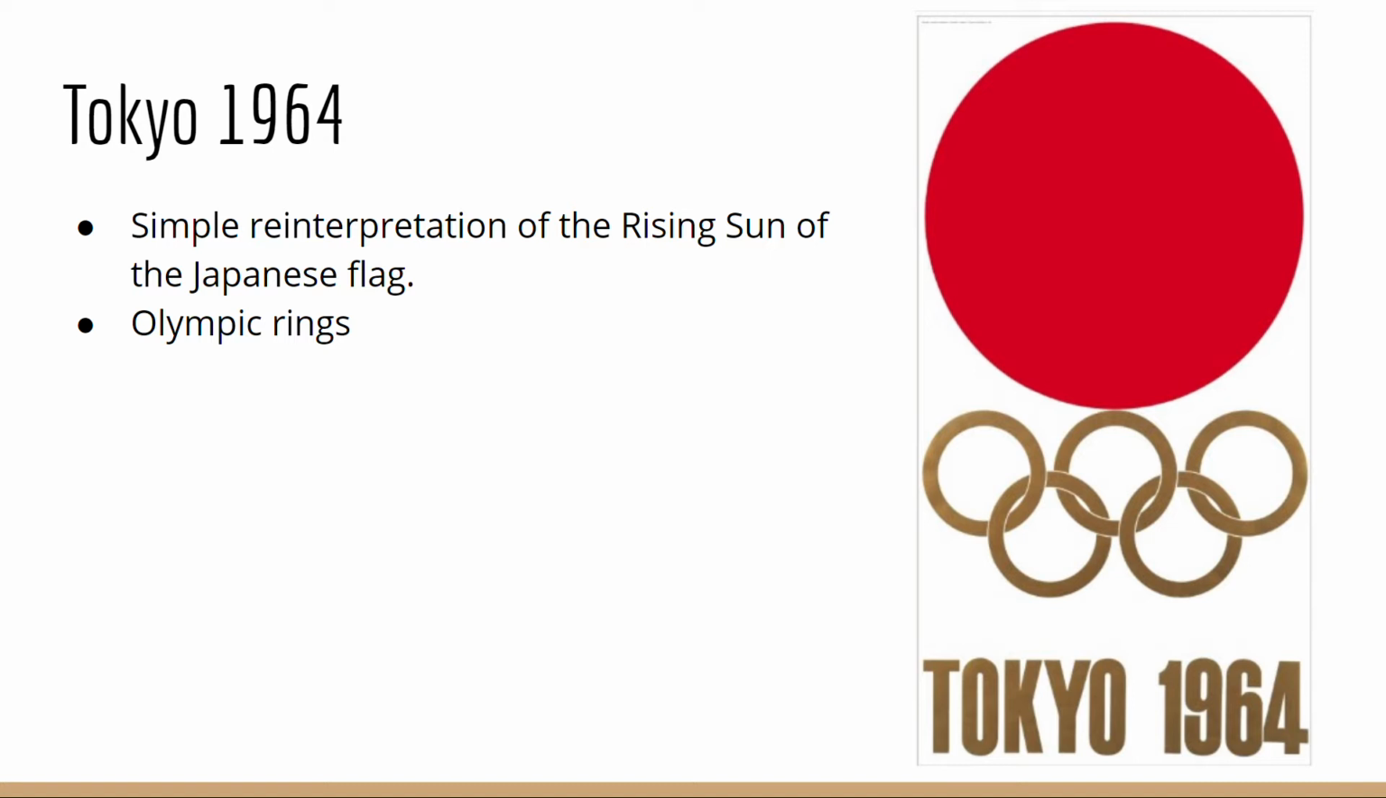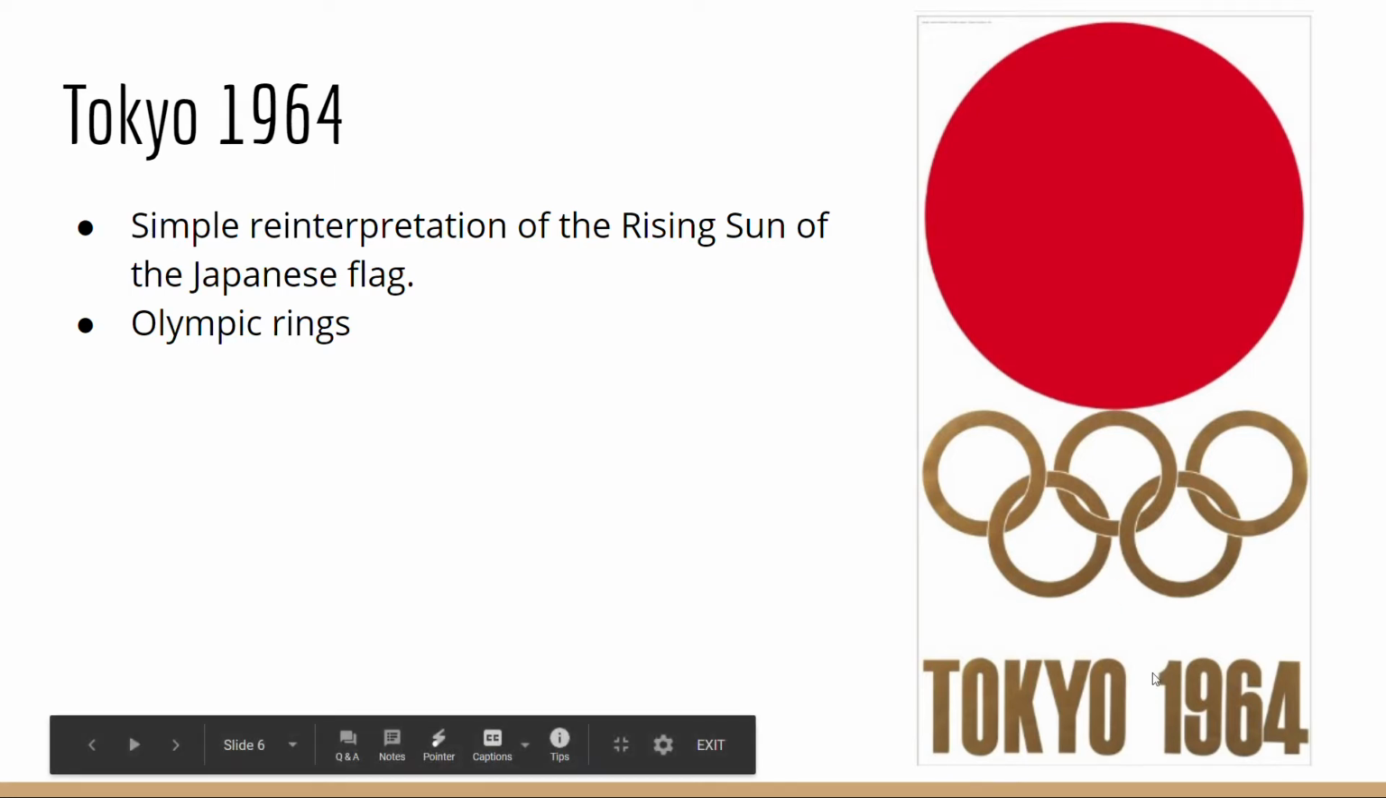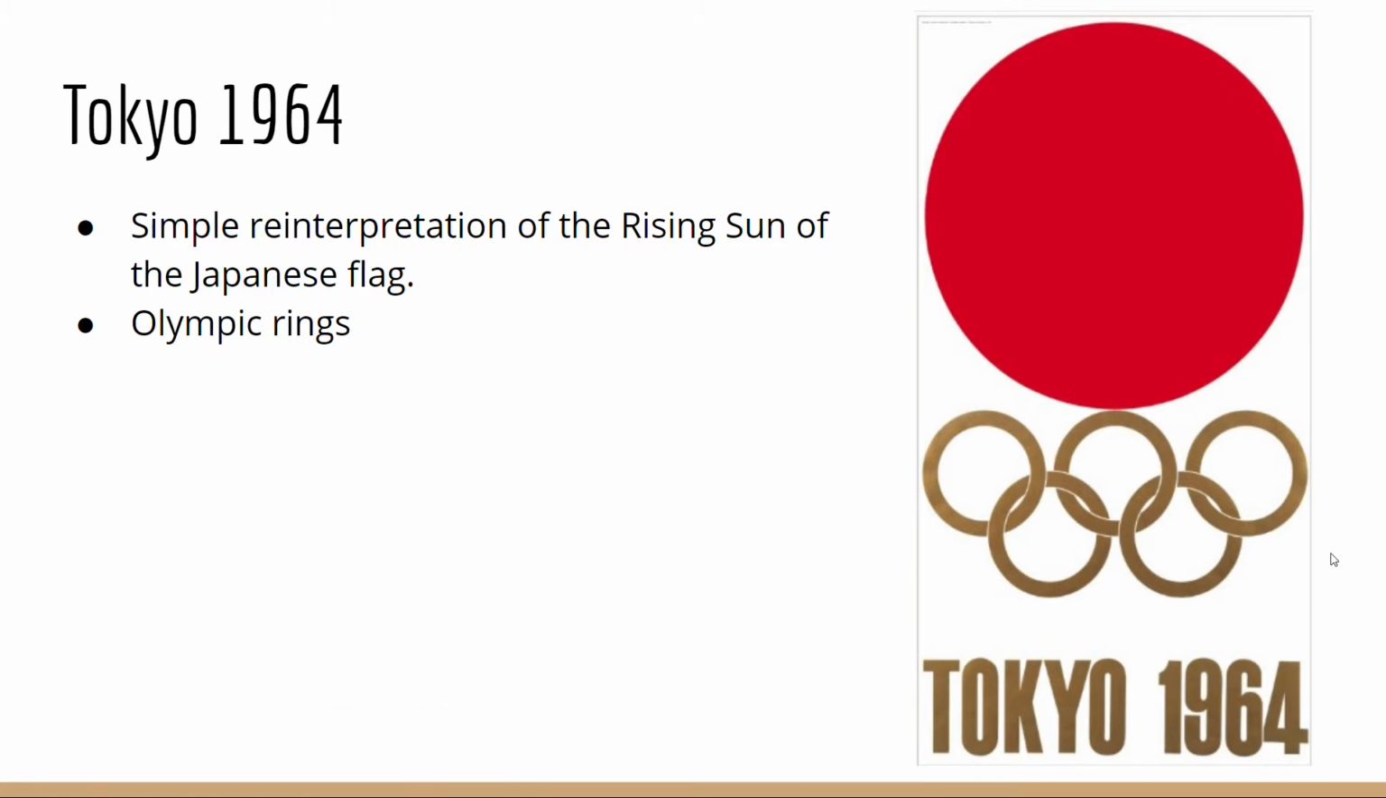So here, for this poster, they went very simple. They put the Japanese rising sun and the Olympic rings, this time all in a golden color. Also, the name of the city and the year the Olympic Games happened. So this is a more simple design that I love.